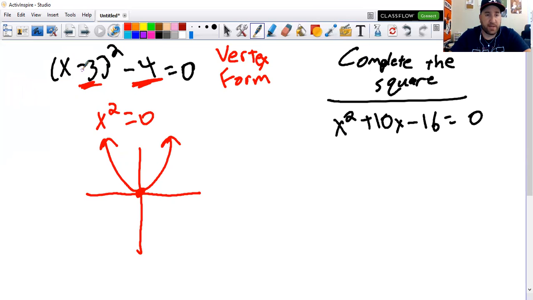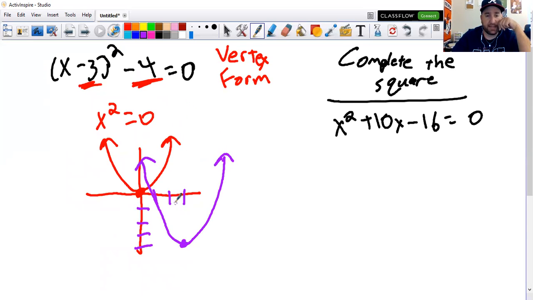When it's inside, we actually go the opposite way that this sign would indicate. So since this is minus 3, I'm not going to go left 3. I've got to go the opposite of where I think I should. So I'm actually going to go to the right 1, 2, 3. This -4 on the outside, that's my vertical shift, so up and down. This one is going to follow the sign, so I'm going to go down 1, 2, 3, 4. My vertex would be here. And again, you can kind of sketch your parabola.